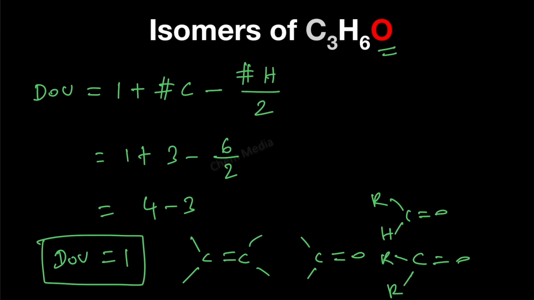Or it can also have a ring structure. Either it could be a 3-membered ring. I am just not drawing the hydrogens here, just to show you what kind of ring structures are possible. Or the ring structure can have 2 carbons and 1 oxygen. So it's a cyclic ether. Or it could be a 4-membered ring with 3 carbons and 1 oxygen. So all these possibilities we need to explore. Let's do this one by one.